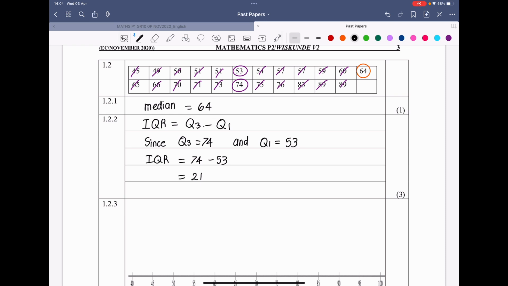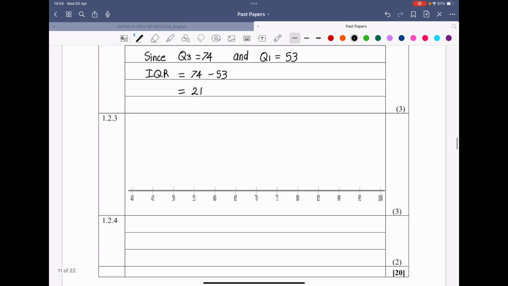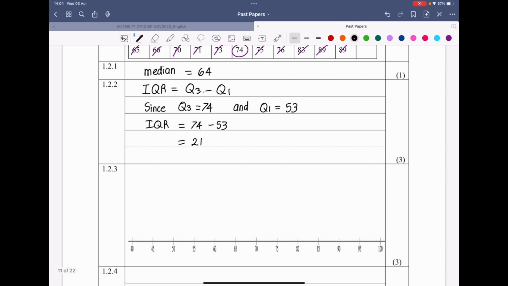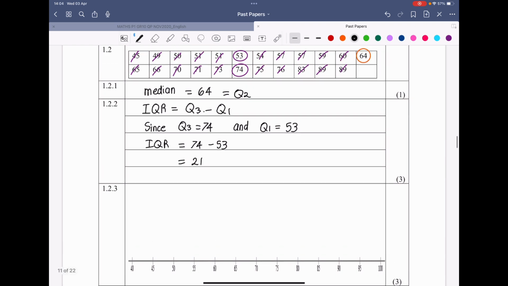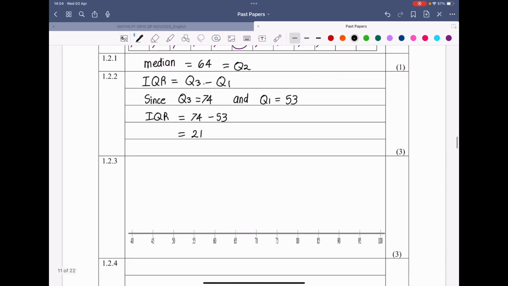Okay, and then next I'm asked to represent this data on a box and whisker diagram. So in my box and whisker diagram, I have to have 5 things. I need the minimum, the maximum, the Q1, the Q3, and the Q2, which is the median. So first I'm going to mark off my min and my max. So I go back to my data and I can see that my minimum is 45 and my maximum is 89. So I can mark these on the box plot. So here's 45. And here's 89, just before 90.